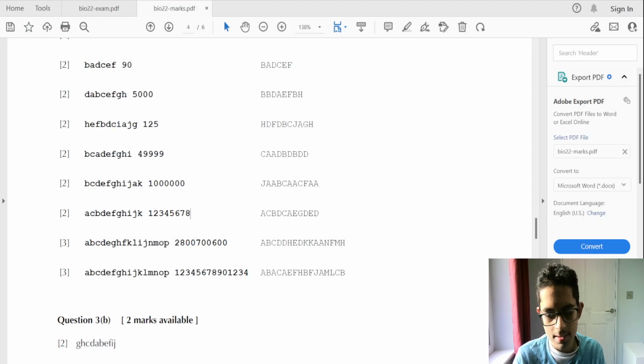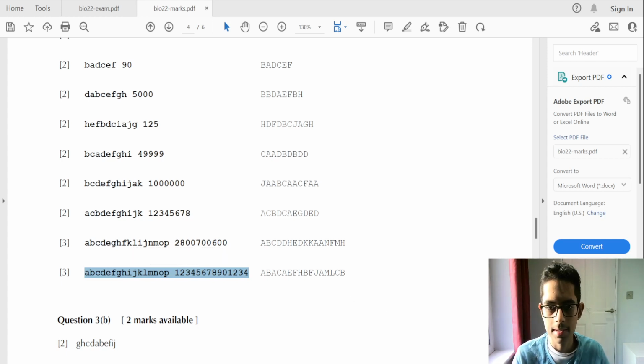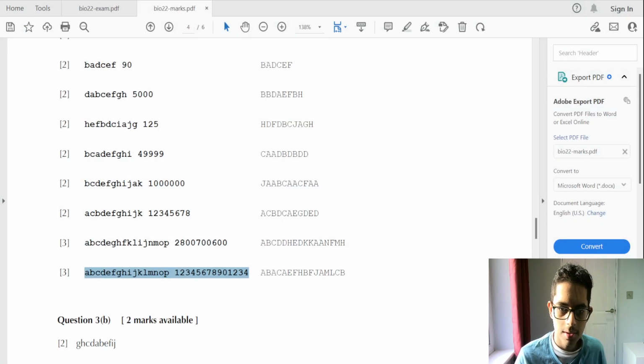Now let's test on maybe the final one inside the mark scheme. Over here. Now let's go here, and again it outputs this, which if we go back to the question, is exactly correct.